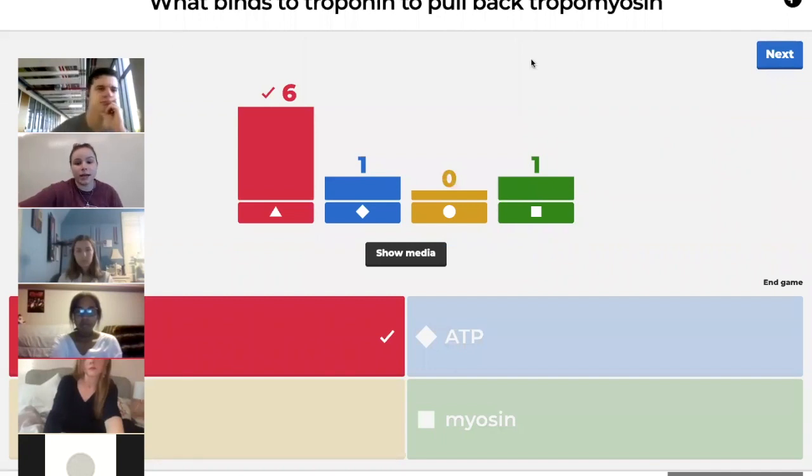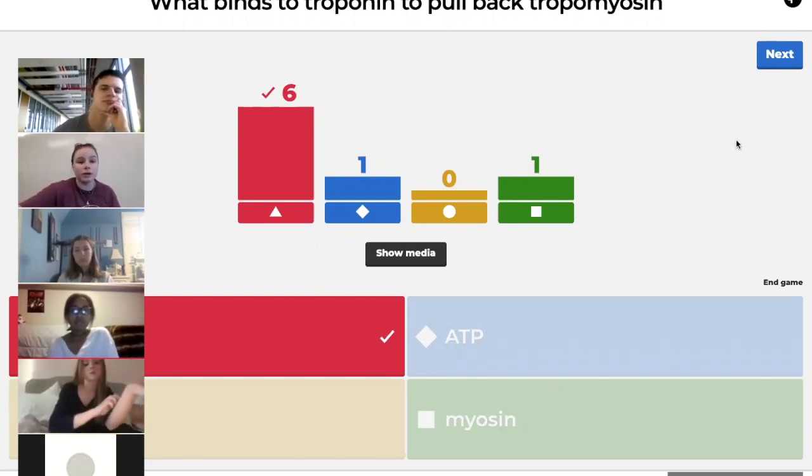Cool, calcium, okay? ATP allows us to create a cross bridge, and then myosin does the binding, but it doesn't pull back troponin.